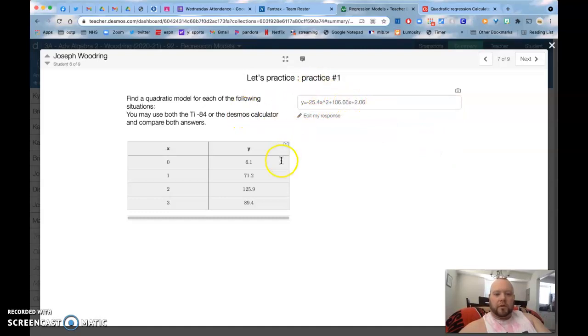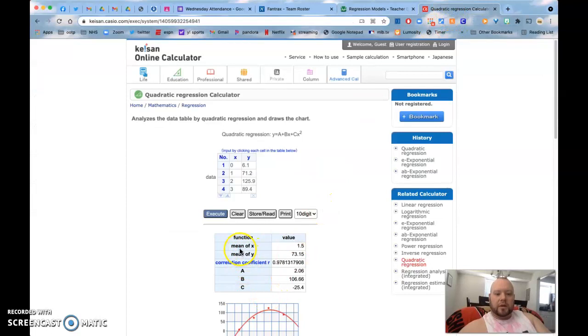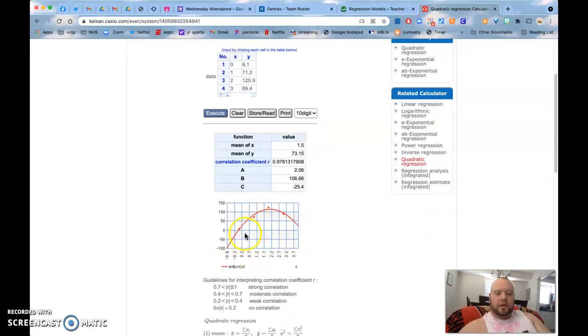So for all the other ones, you put your data in. When you come over here, I don't care about the mean of x or the mean of y. All I care about is a, b, and c, and then replacing them in this formula up here. You can see the points on here, and they fit to a quadratic model, a parabola. So it fits pretty well to those points.